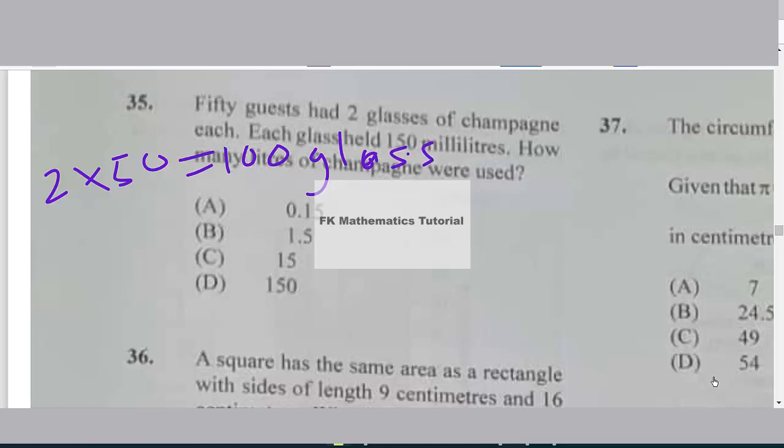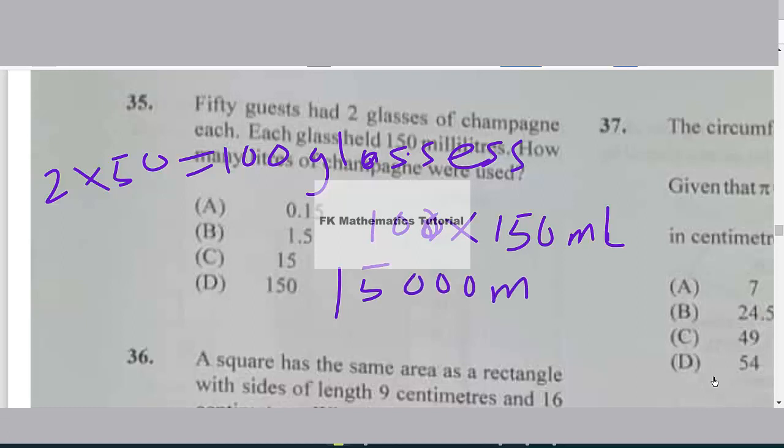milliliters. So if each glass had 150 milliliters and we have 100 glasses, then together we have 100 times 150 milliliters of champagne, and that will be equal to 15,000 milliliters of champagne. 1,000 milliliters is 1 liter, so 15,000 milliliters will be 15 liters. So the correct answer is supposed to be C.